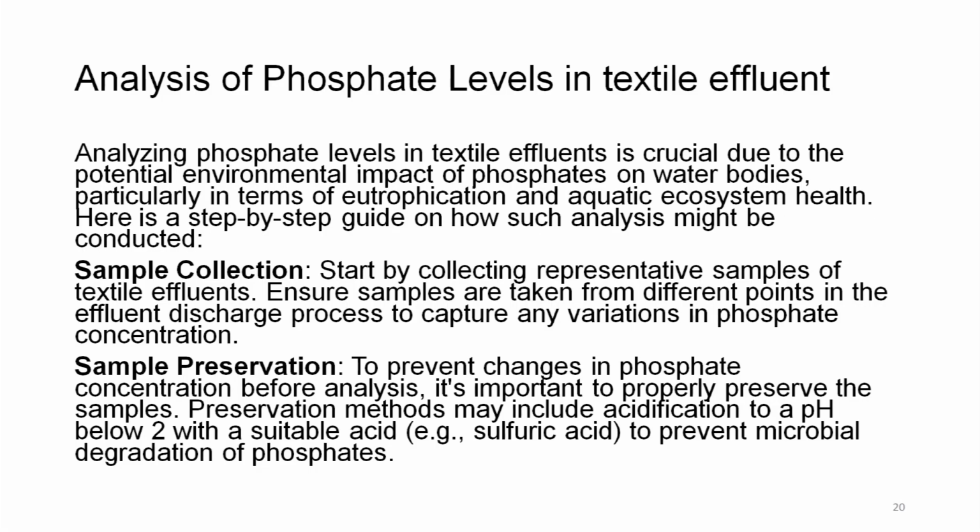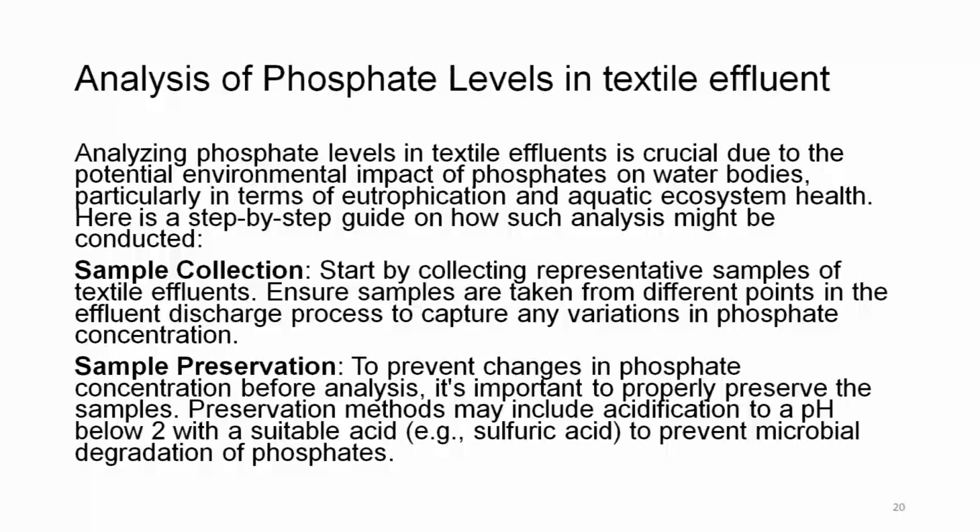Sample collection. Start by collecting a representative sample of textile effluent, and this we have learned. Even in every case, the sample should be representative. That means it should come from each of these processes and be mixed together. Ensure samples are taken from different points in the effluent discharge process to capture any variation in phosphate concentration.